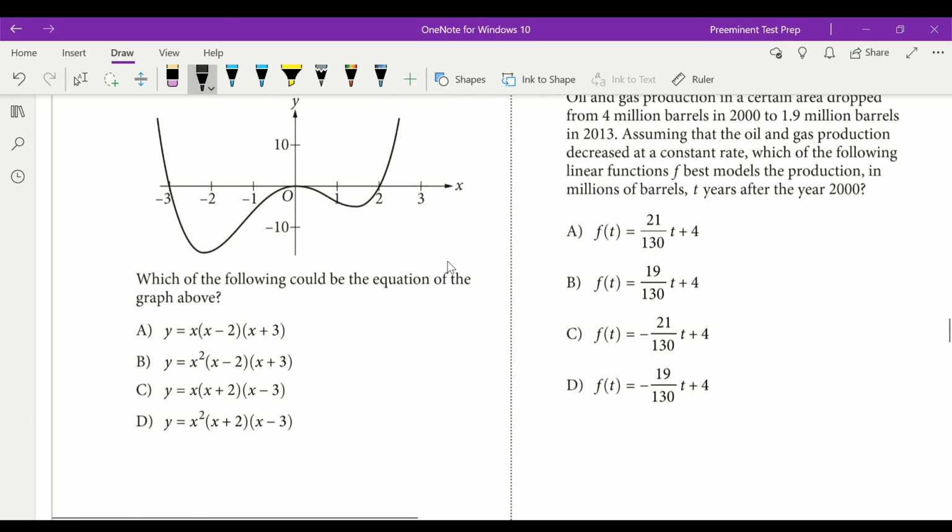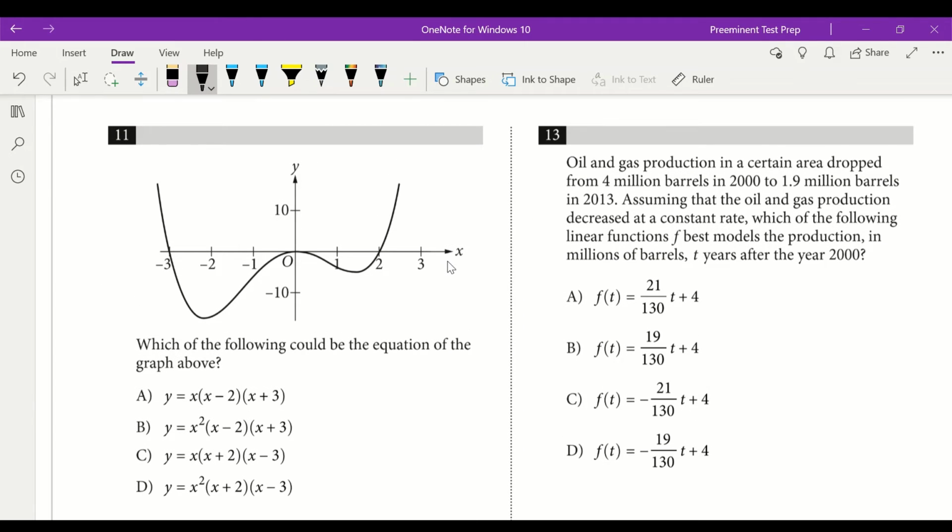Question 11. Which of the following could be the equation of the graph above? Alright, looking at this graph, what do I know? Well, I know that it's not x squared, because an x squared graph will look like that, or it'd look like that, but it's not going to have these bumps here, right? It's not going to go like that. So anything x squared, I can get rid of.